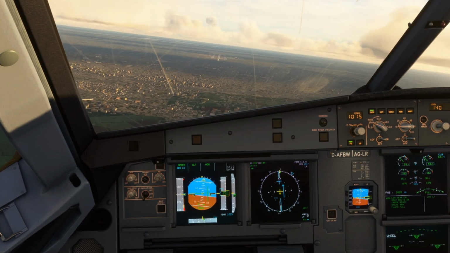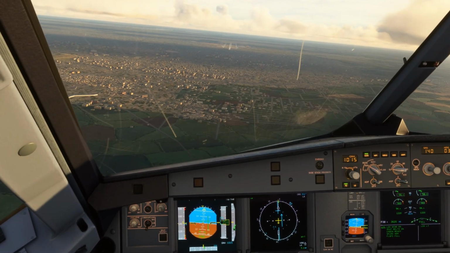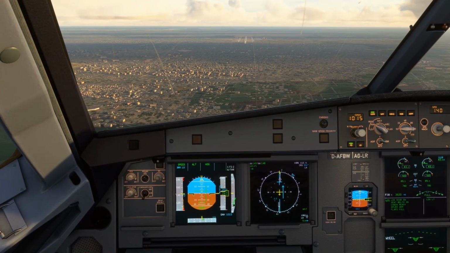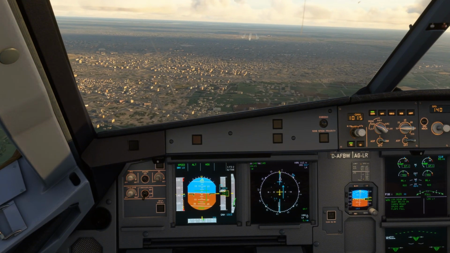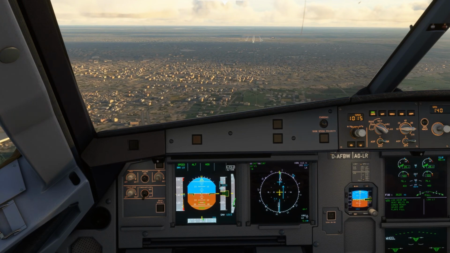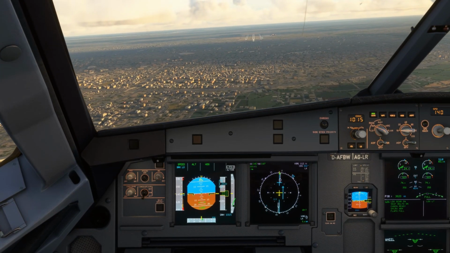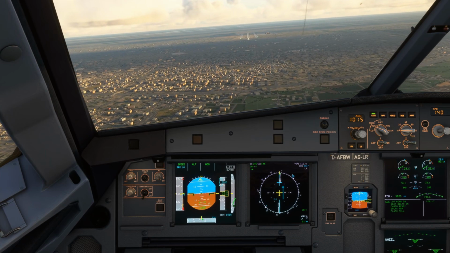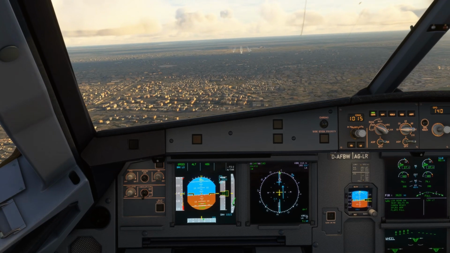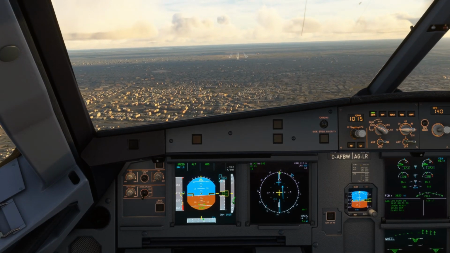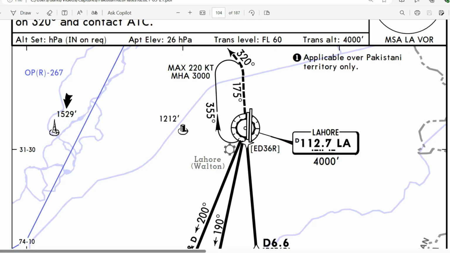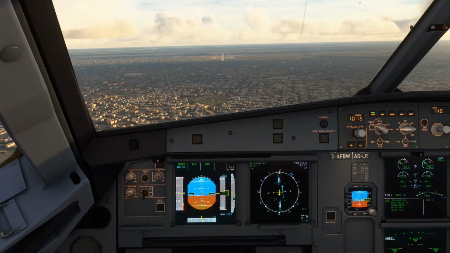Okay, now descending down. We have to meet our datum. Now 4 nautical miles, 1780.